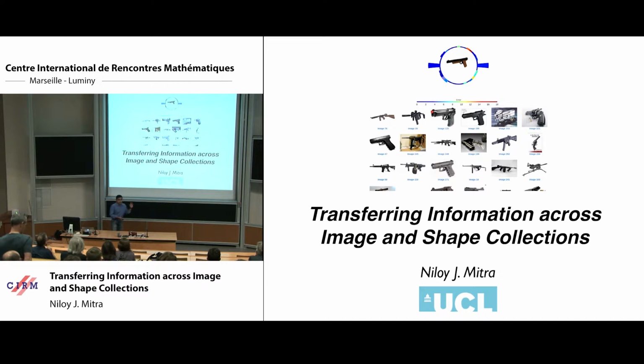So before I start, I should make sure what I mean by collections. We are talking about image and shape collections, shape as in 3D shapes. And by collections, it means somehow they are grouped based on keywords. So you can have a keyword, like in this case, guns. You can have chairs. You can have desks. You can have other things. So there's a loose sort of grouping that's available. So that's what we start with.